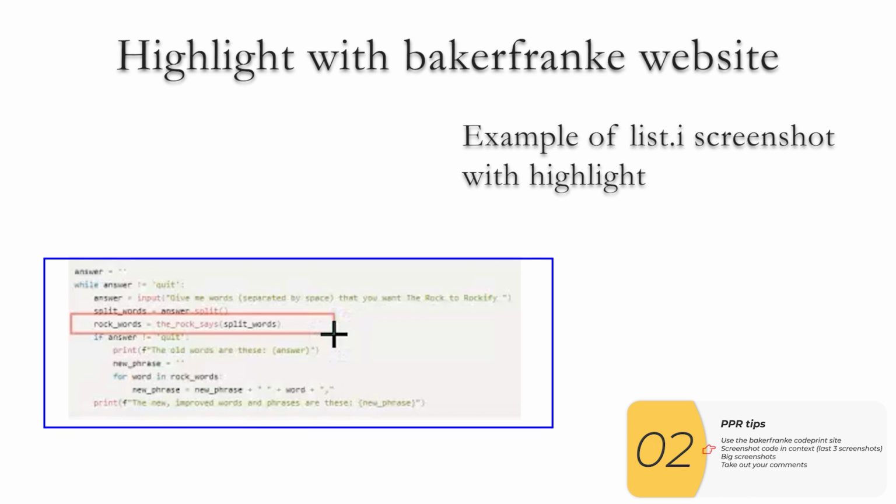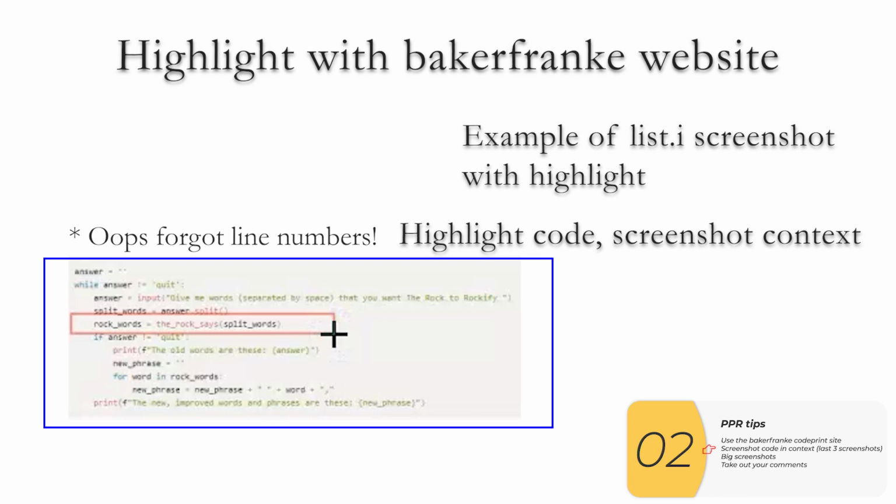So here's an example. I'm doing list.1, which is the screenshot of the list being created. What I want to do is highlight the exact line of code that I'm talking about with the list being created, and I want to screenshot code around it to provide context, including the line numbers. The highlight is to show the grader that you know what you're talking about, and the code around it is to provide context, which will help you answer the questions you'll need to answer when the AP exam comes along.